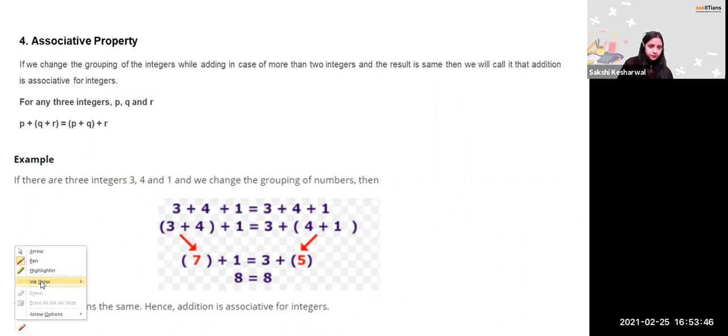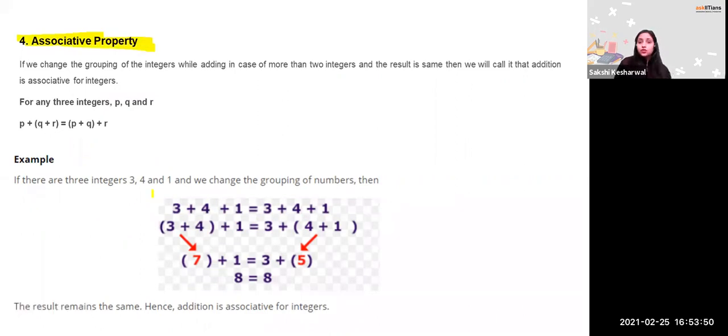What do you mean by associative property? In the associative property, as we have learned, you should have a minimum of 3 numbers. In the whole numbers, we have learned that addition and multiplication are associative, which we did in the last class. So if we change the grouping of the integers while adding three or more integers and the result is the same, then we call addition associative, right? For example, we have 3 integers p, q, r.